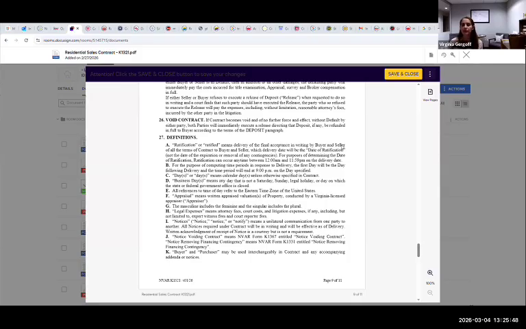For the purposes of computing time periods in response to delivery, the first day will be the day following delivery, and the time period will end at 9 p.m. of the specified date. So now it's not 11:59 anymore. Now it's 9, okay? So again, make sure that you understand this. Days and days mean calendar days unless otherwise specified in the contract.